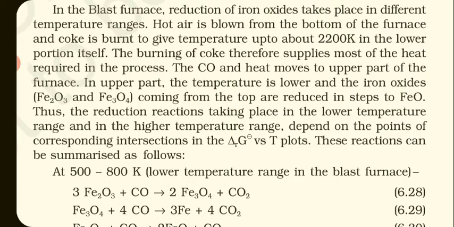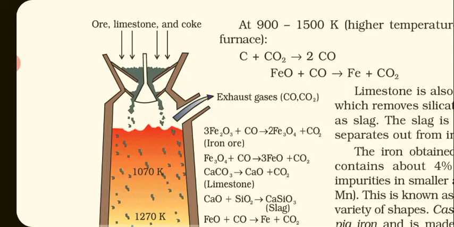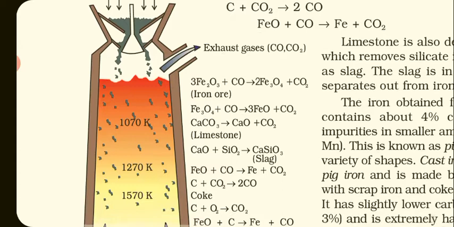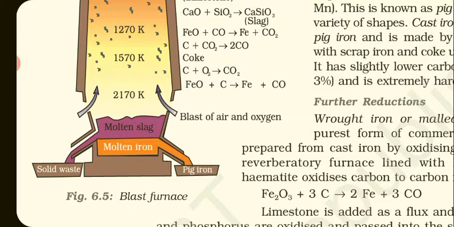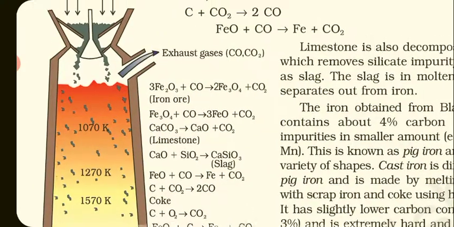So you can see the diagram of blast furnace. There is a cup and cone arrangement from which ore, limestone and coke are dropped, and there are different temperature zones: 1070 Kelvin, 1270 Kelvin, 1570 Kelvin, and 2170 Kelvin. On the upper side with purple color you will get molten slag, and with golden brown color you will get molten iron, which is also called pig iron when it is cooled. And molten slag is removed as a solid waste, and different reactions take place.